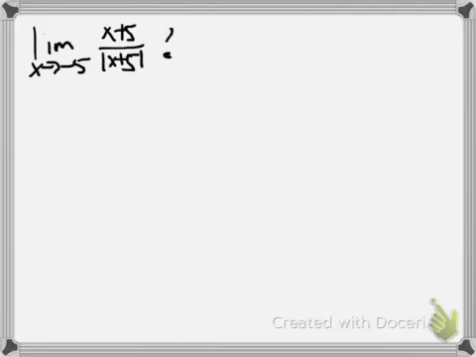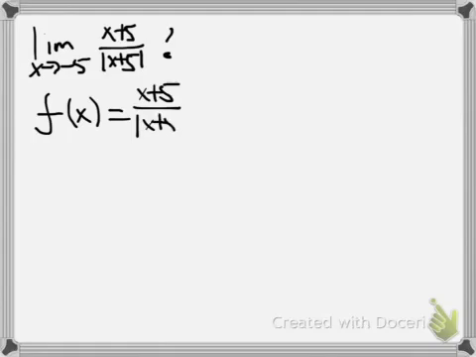Okay, so let's take a look at this example that we didn't have an opportunity to finish in class in as much detail as we would have liked. So we're looking at the limit as x approaches minus 5 of (x plus 5) over the absolute value of (x plus 5), and asking, does this limit really exist? So let's call the thing we're taking the limit of a function f of x, which is (x plus 5) over the absolute value of (x plus 5).